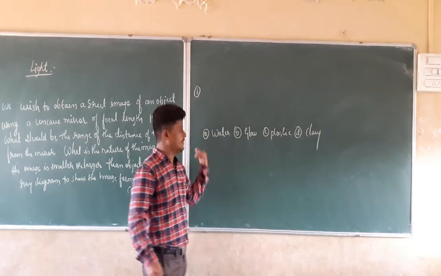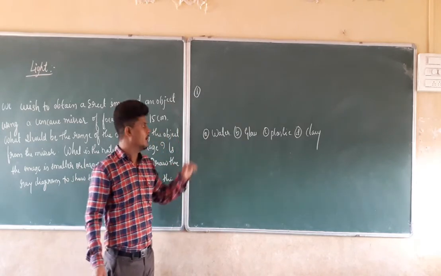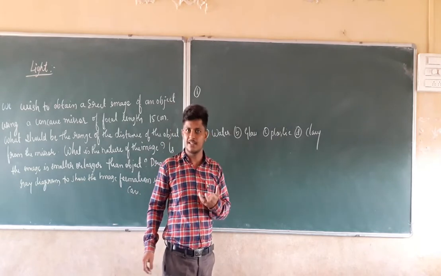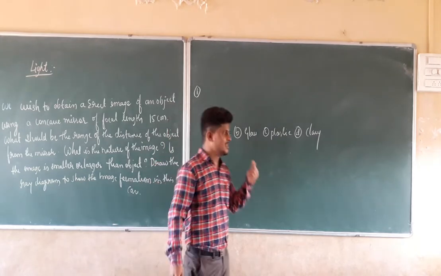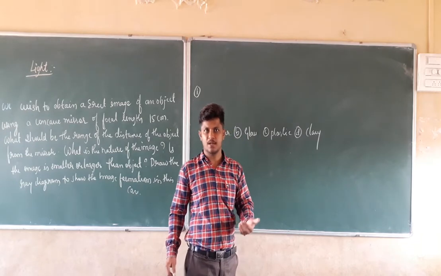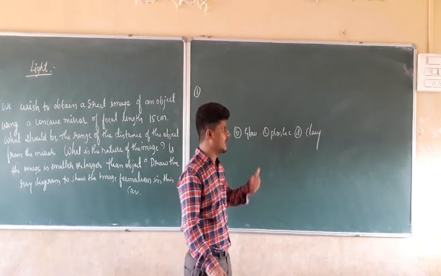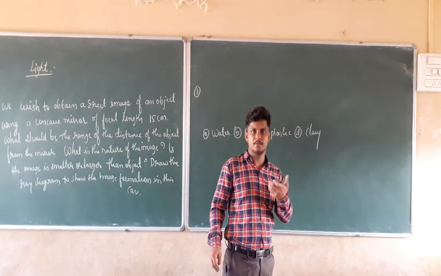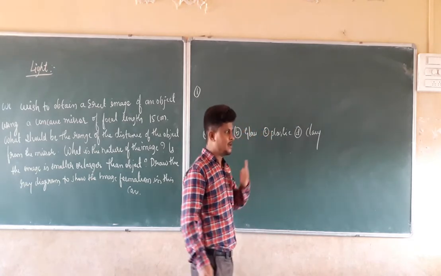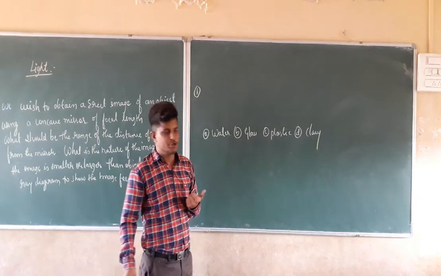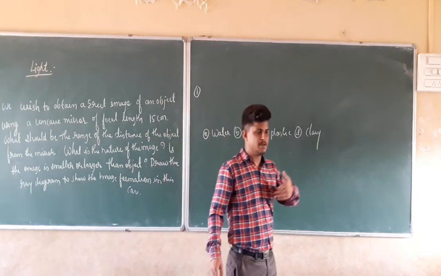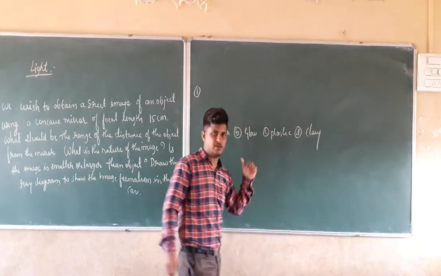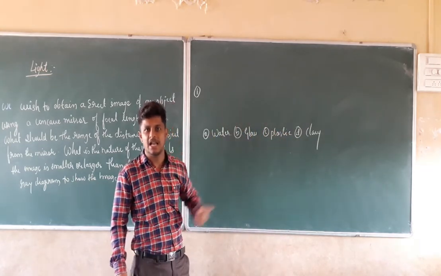When you take all the options given here, water is a transparent medium. In the same manner, glass is also a transparent medium. Plastic is also a transparent medium; some plastics are transparent, so we can see the objects on the opposite side. Now take the example of clay. Is clay a transparent medium? No, clay is opaque, so we can't see objects on the other side of it. So clay can't be used for making a lens.